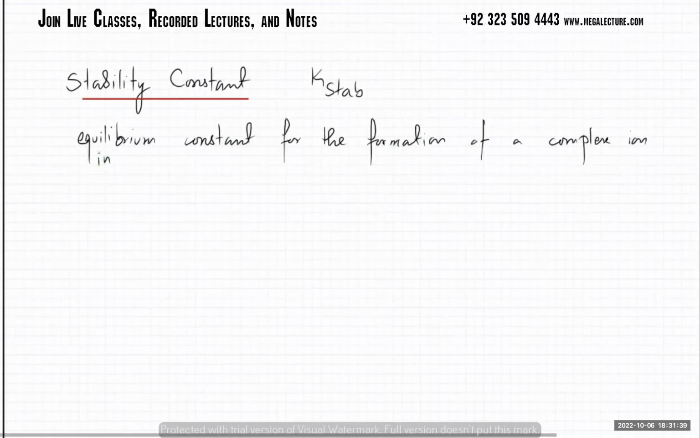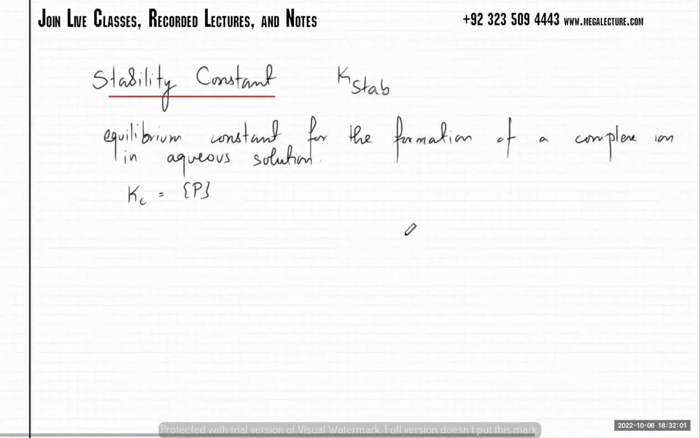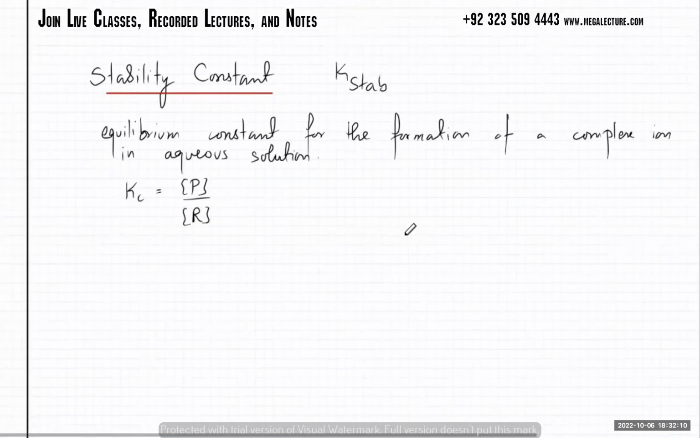Complex ion in aqueous. I mean, you should know the definition as well. So it is the equilibrium constant. So it's just an equilibrium constant. What is the equilibrium constant, by the way? Equilibrium constant is, you've got a reversible reaction. So it's the concentration of the products divided by the concentration of the reactants. Now that's what your equilibrium constant is.